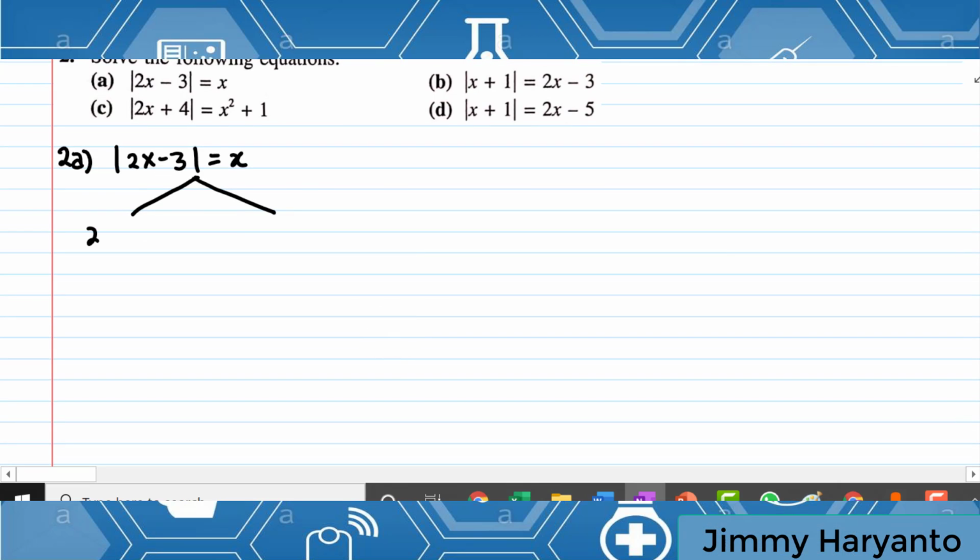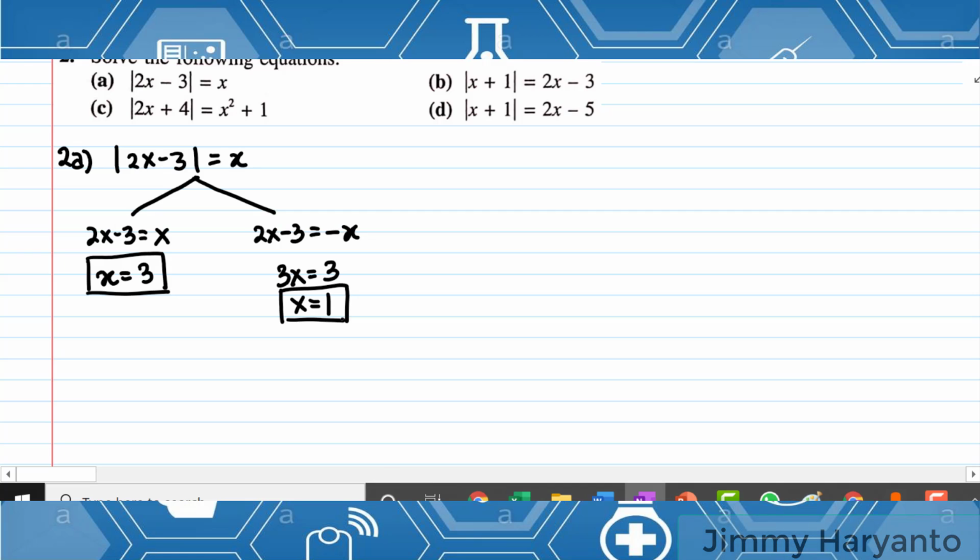The first one is 2x minus 3 equals positive x, and then the second one is 2x minus 3 equals negative x. Okay, and then we move the x to the left side equals x, and then the 3 to the right side equals 3. x equals 3 for the first one, and the second one 3x equals 3, so x will be 1. Yeah, but we have to check it. Okay, check to the questions.